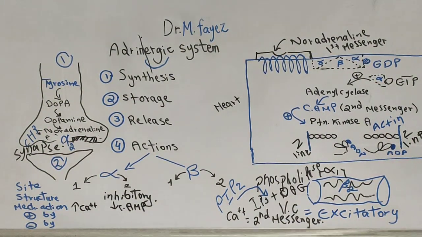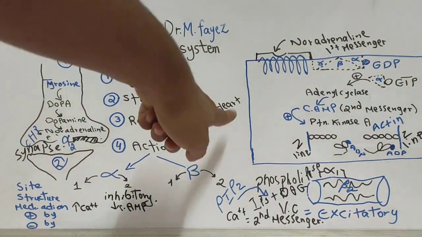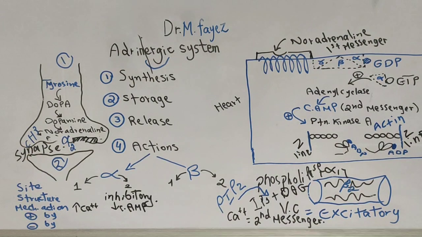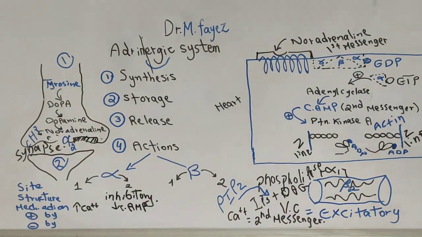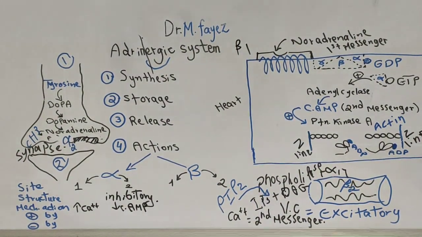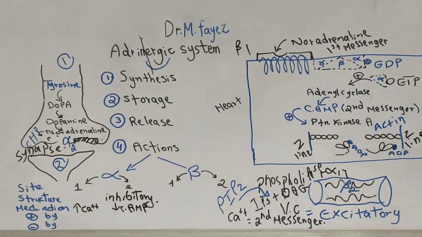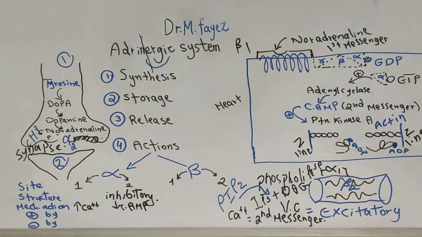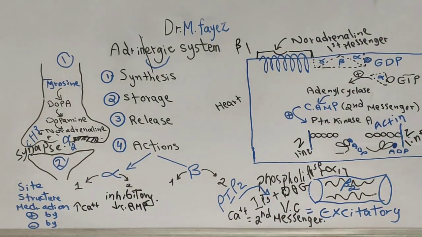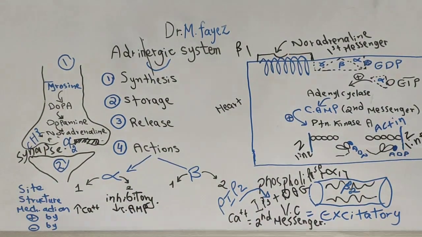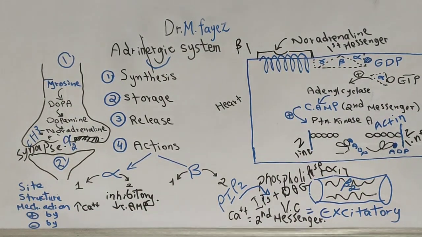Beta 1 is present in three areas. Number 1 is the heart. Number 2 is the juxtaglomerular cells of the kidney. Number 3 is fat cells. So important: beta 1 here is always excitatory. What do you mean here by excitatory? Do you remember? I mean contraction of the organ, activation of the organ. This is the end result. I don't want you to be confused. We have alpha 1, excitatory. Beta 1, excitatory.